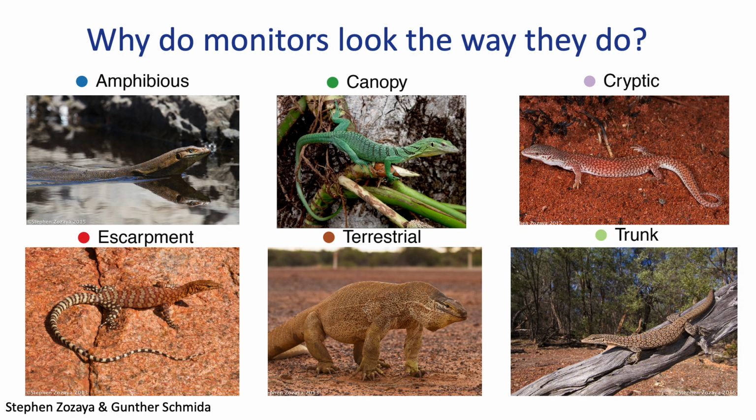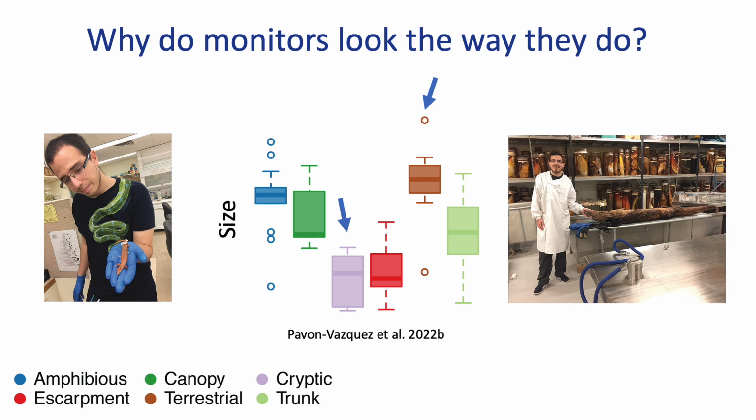Some species are semi-aquatic. There are other species that climb trees, others that spend their time underground. There are some species that live in rocky escarpments. Some species are terrestrial, and others live in tree trunks. So here we are looking at variation in body size, and we can see that it is related to habitat use. The smallest species are those that live under the ground, and the terrestrial species are pretty large.